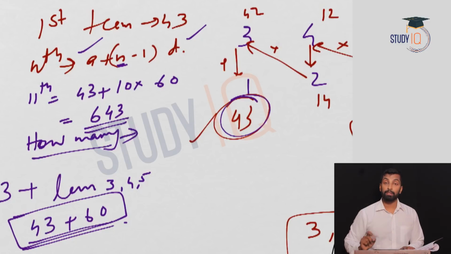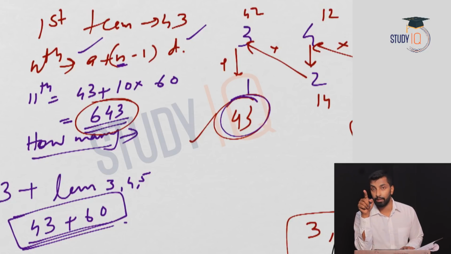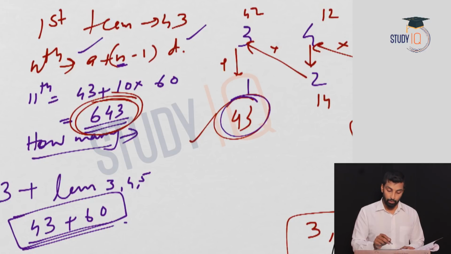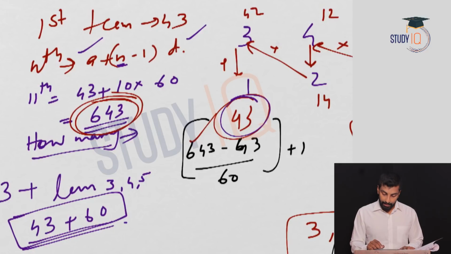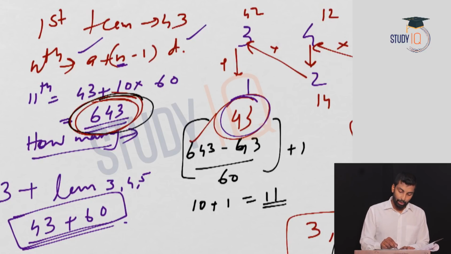If I ask you 1 to 700, then you got 643 as one term, the 11th term. The next term will be 60 more, that is 703. So in 1 to 700, how many terms will there be? You know the last term was 643. So what is your answer? Last term 643 minus first term 43, divided by the common difference 60, plus 1. So your answer is 600 by 60, that is 10, plus 1, equal to 11.